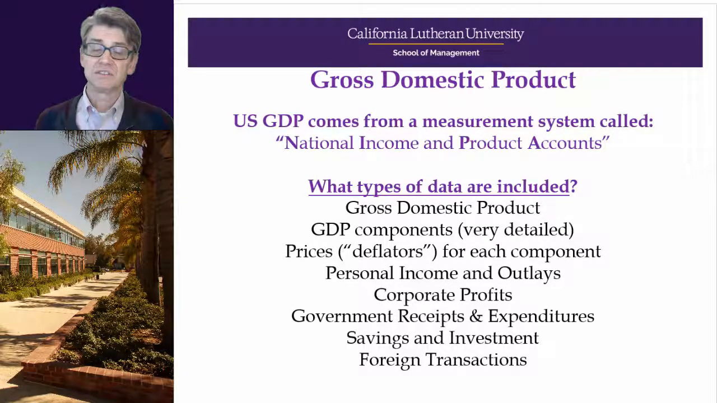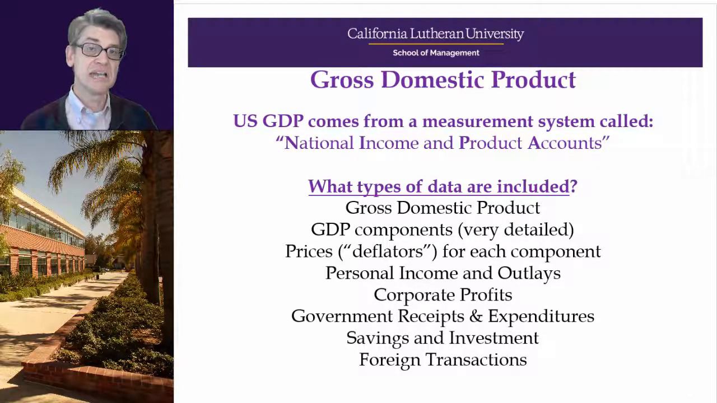It comes from a measurement system in the United States called the National Income and Product Accounts. It's not on your slide. There's a similar system in various countries around the world. They call it SNA, System of National Accounts. Pretty much the same thing around the world, in various countries. So what kinds of data are included in this system?